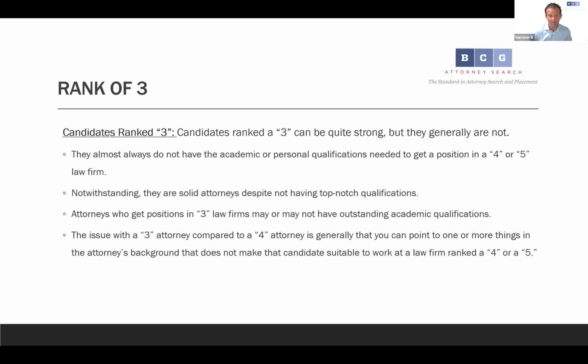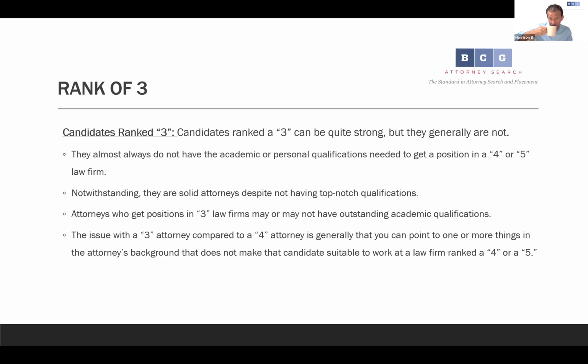And if you're a 3 candidate, that means that you're very strong, but generally not that strong in terms of your academics and stuff. You may not be able to get a position in a 4 or 5 firm, but that doesn't really matter. It still means you're a very good attorney, and you can hold your own against 4 attorneys and 5 attorneys. You can have very good academic qualifications, or you may not. It doesn't always matter, but your academic qualifications are going to be respectable.